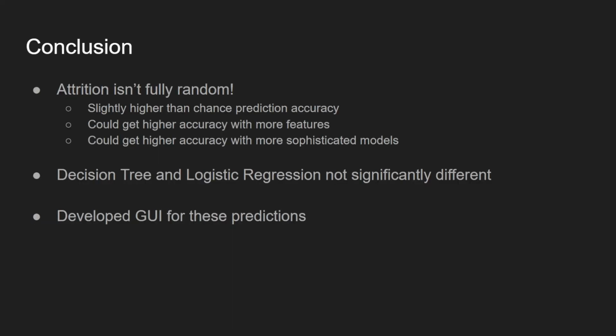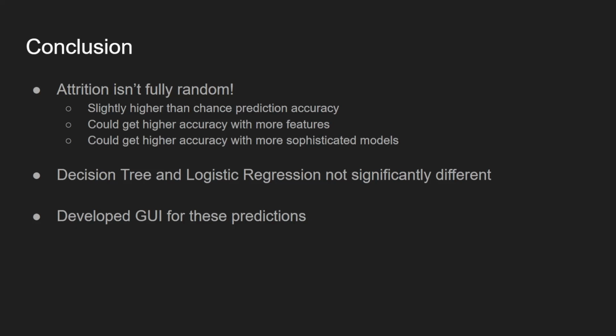And so the outcome from all of this, our closing thoughts, is that attrition is not fully random. We did have a slightly higher than chance prediction accuracy. And again, we could have gotten even more accuracy if we had included more features or perhaps more sophisticated models.